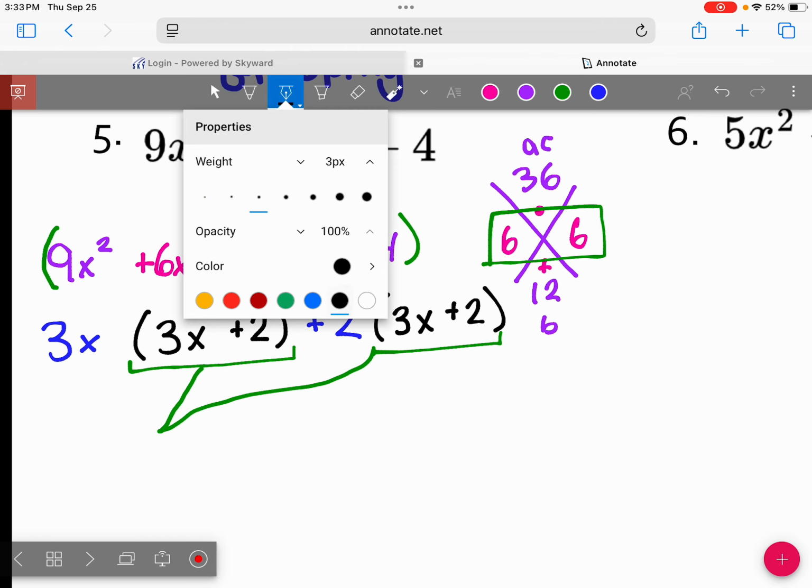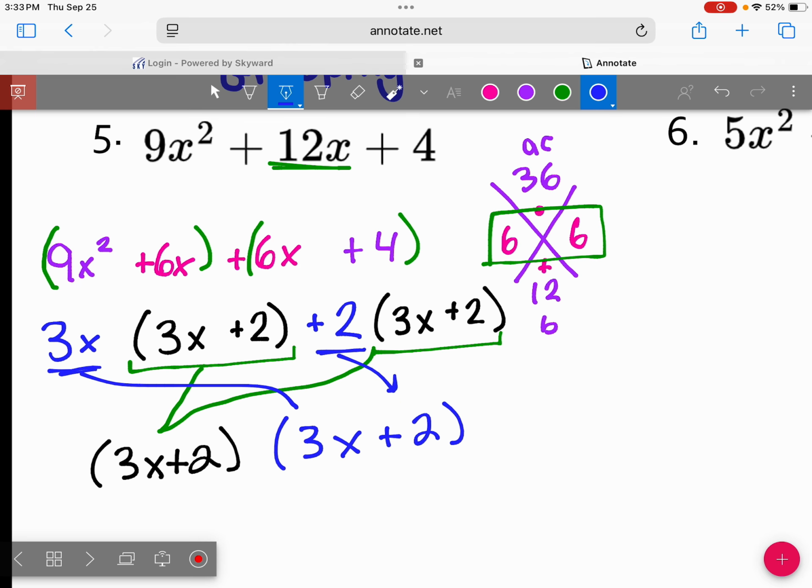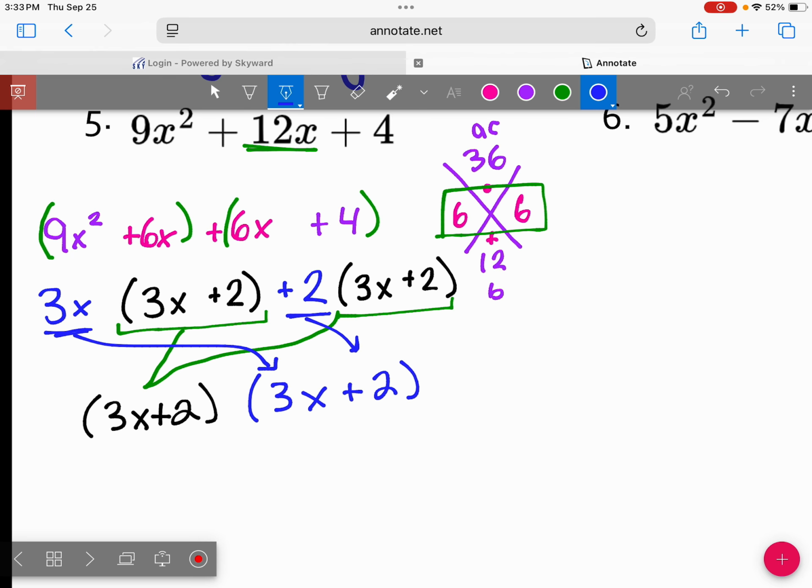So when we write that down, we're going to have our 3x plus 2. And just like when I took the 3x out of these two pieces, my leftovers got put into parentheses. Now my leftovers are going to get put into a parentheses, and it's going to be our 3x plus 2. This guy and this guy. Those make this. So what we have here is our factored form. I've got 3x plus 2 times 3x plus 2.